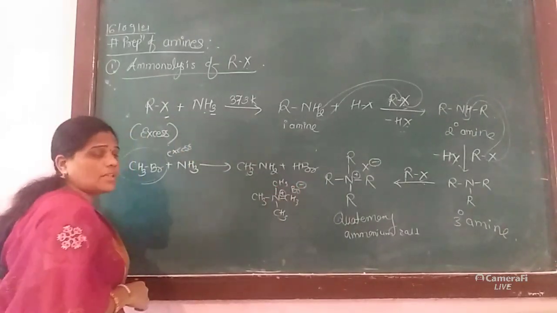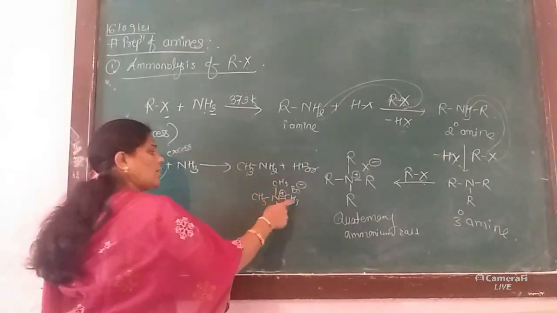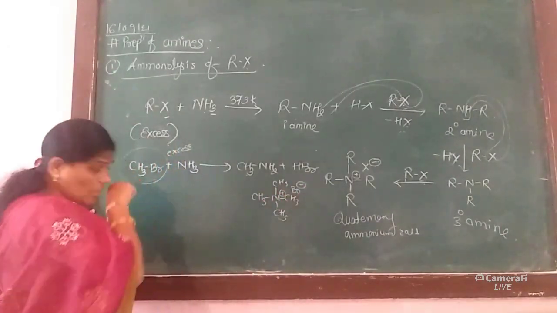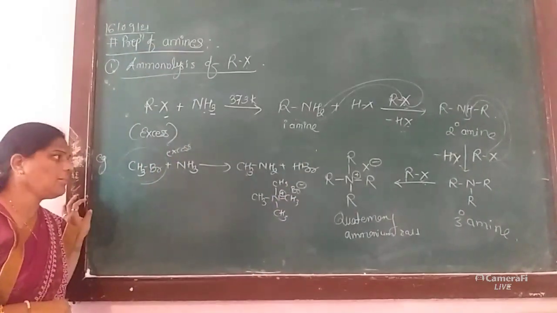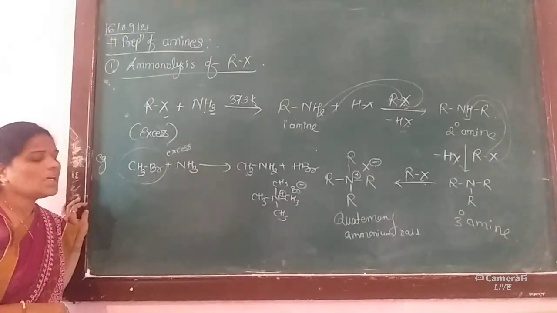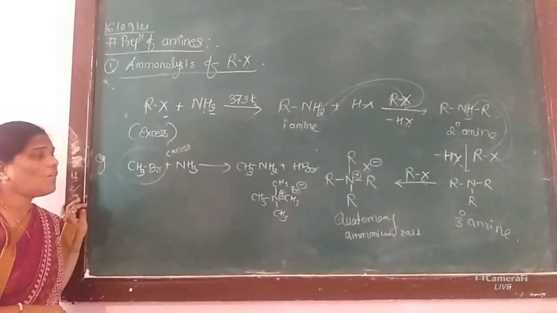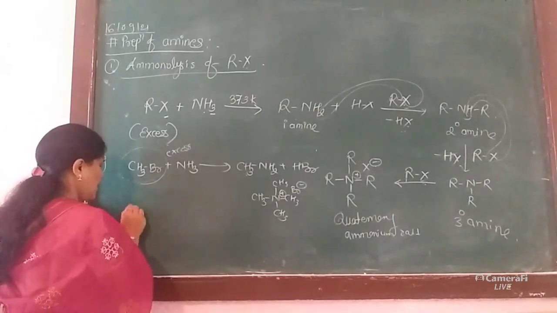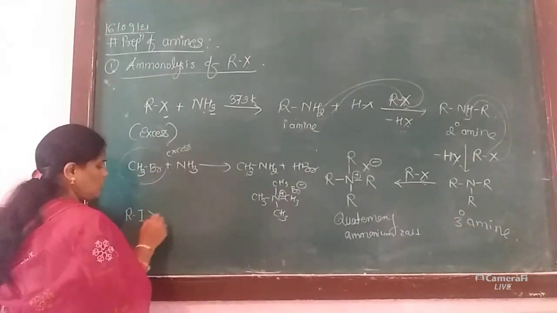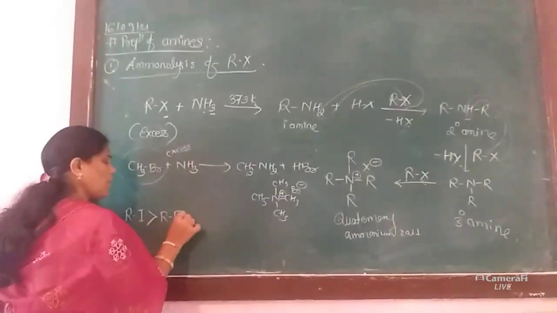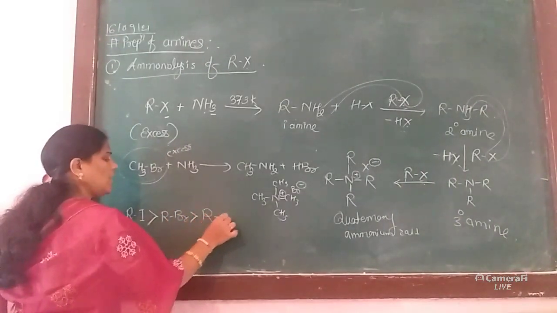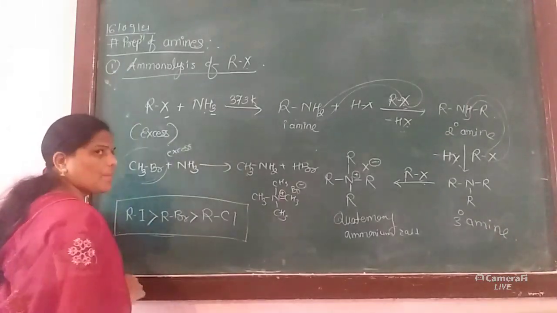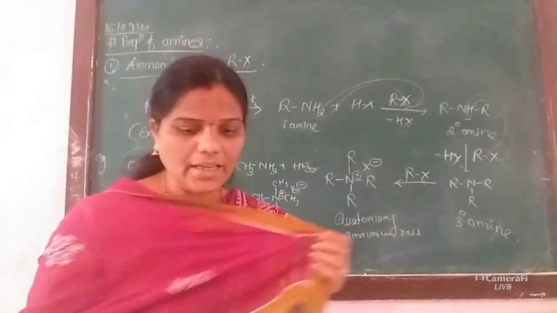And the name of this quaternary salt is tetramethyl ammonium bromide. Okay, tetramethyl ammonium bromide. So the reactivity of the alkyl halide towards the ammonolysis is, that is, alkyl iodide is more reactive than alkyl bromide, and it is more reactive than alkyl chloride. So this is the reactivity order for the ammonolysis of alkyl halides.